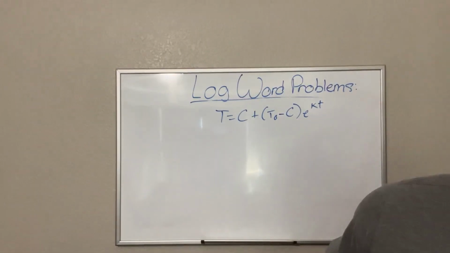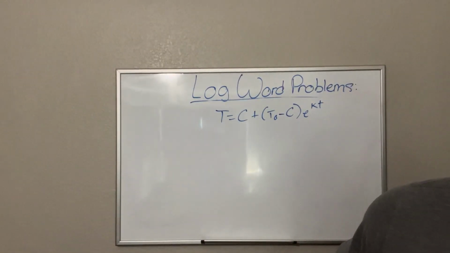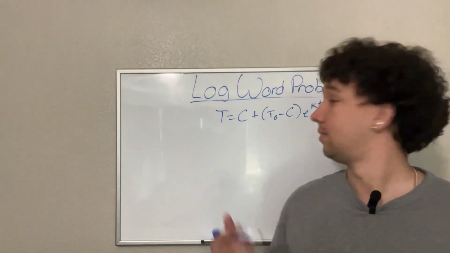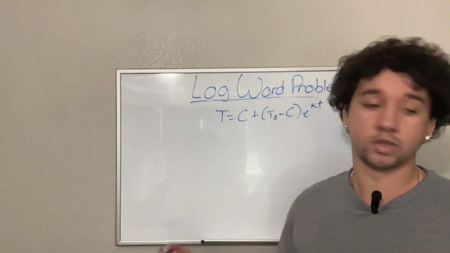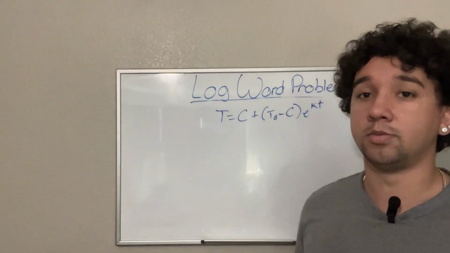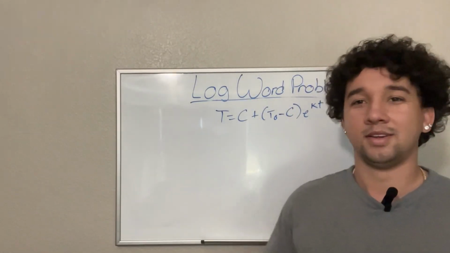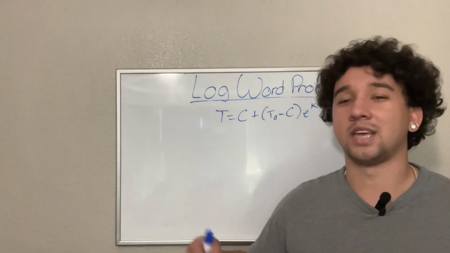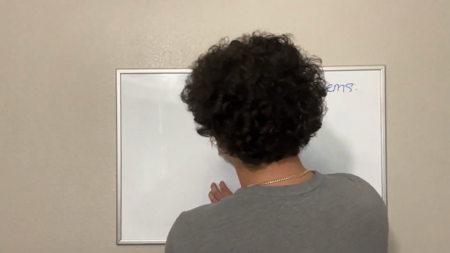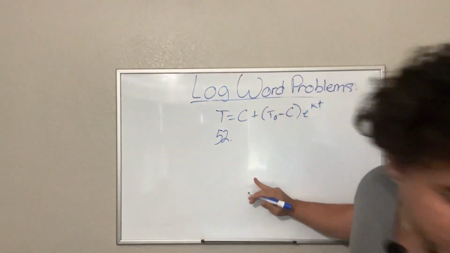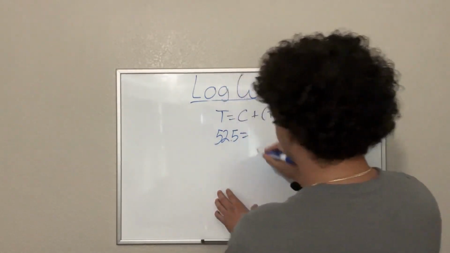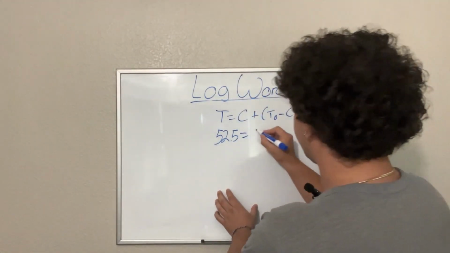So now I've got to think about, what else am I provided here? I'm provided that the initial temperature was 102 degrees Fahrenheit, and then after 8 minutes, it was only 52.5. Same type of question, same idea. I'm going to plug everything in here. Let me double check my numbers. 52.5, yep, is equal to, well, C is equal to 0, so I don't need to plug it in.